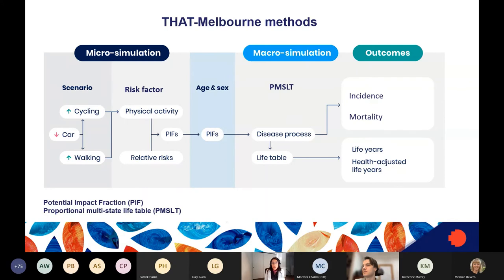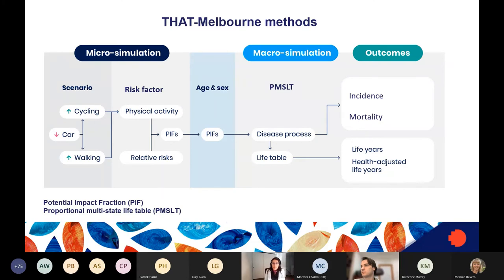The model consists of two main sections. First, a micro simulation to model the scenarios, so transport behavior and the risk factor, in this case physical activity. We do this at the trip level and also the individual level. And then a macro simulation where we model population groups, so females and males in 5-year age groups. For the micro simulation, for the scenario component, we use the VISTA trip data. In our base case, nothing changes. And in each of the scenarios, we change the mode depending on the distance. For example, if a given trip is by car and it's under 1 kilometer, we have a scenario that switches that trip to walking.